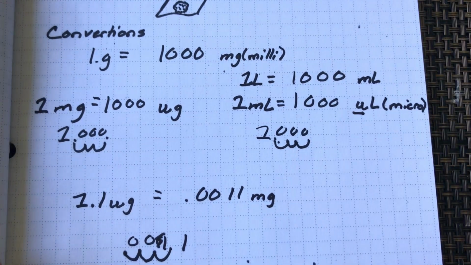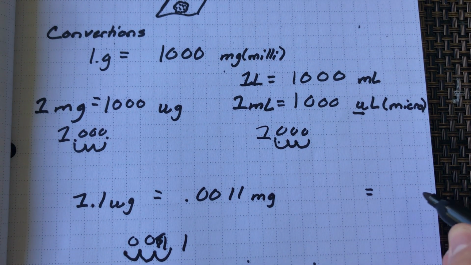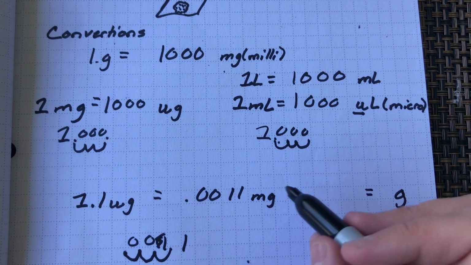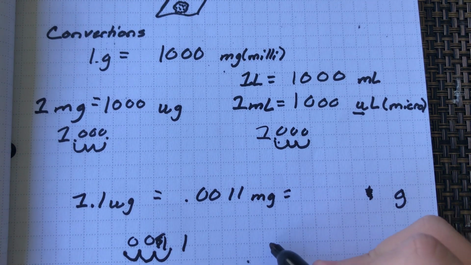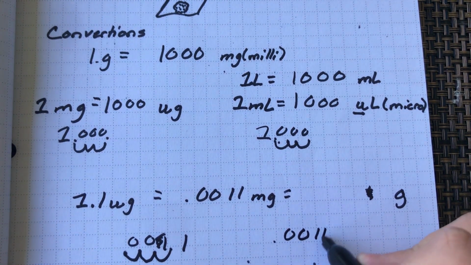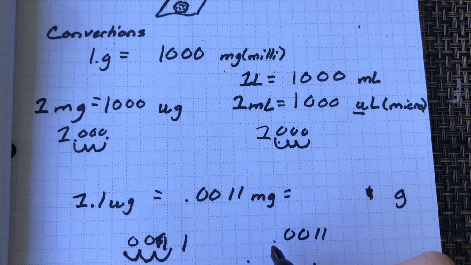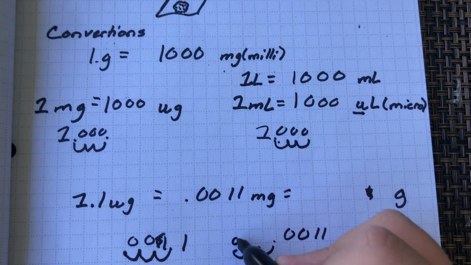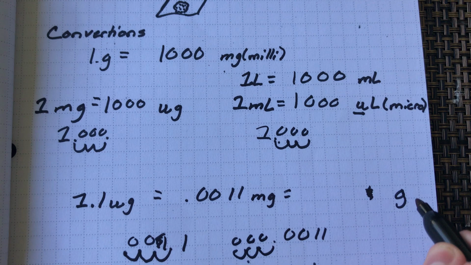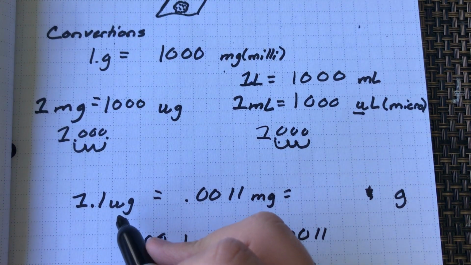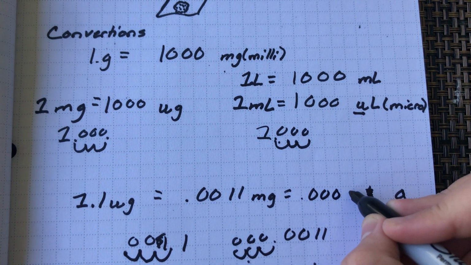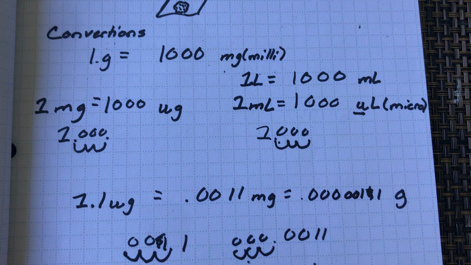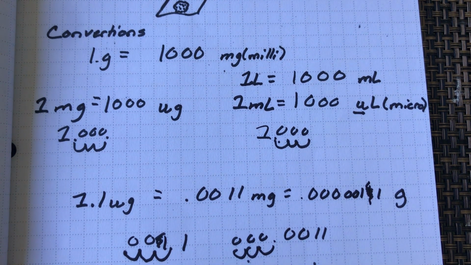Then we'll do it one more time, going from milligrams over to grams. So you're going to take that exact same thing again, 1.1, and you're once again going to bring this over 1, 2, 3 spots. So how many grams are equal to a microgram? 0.0000011.